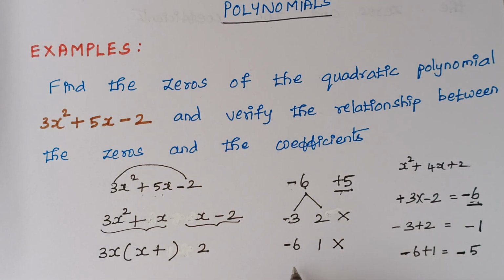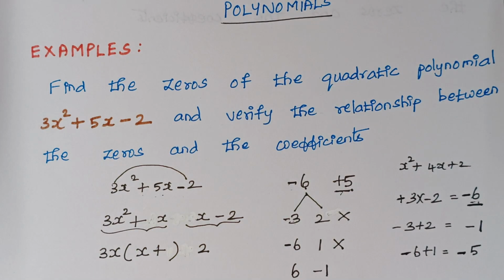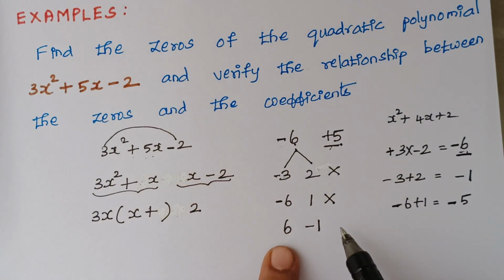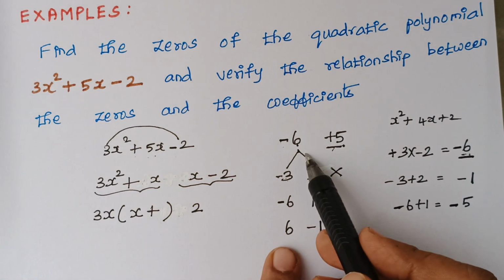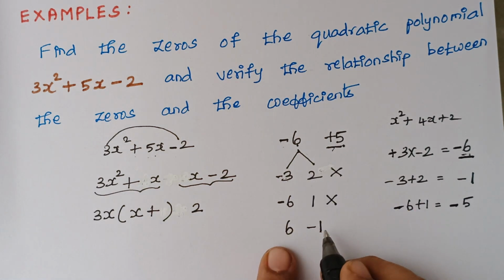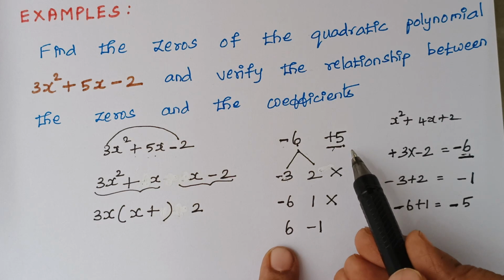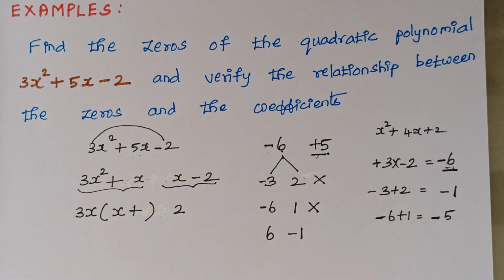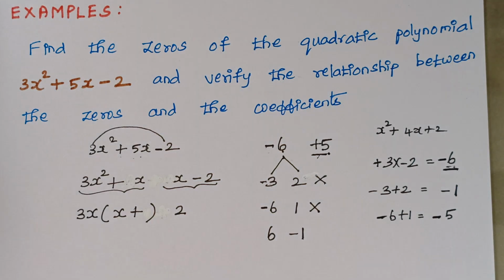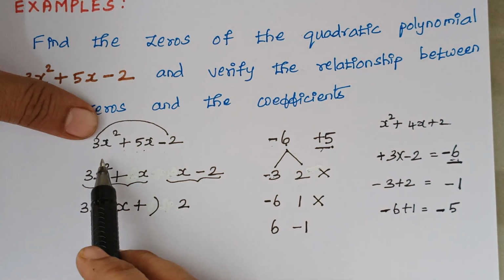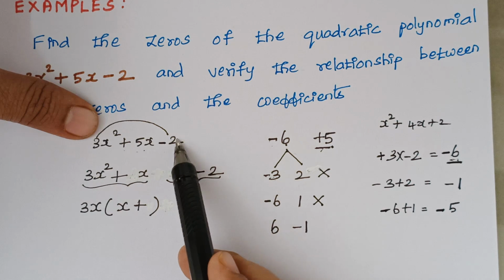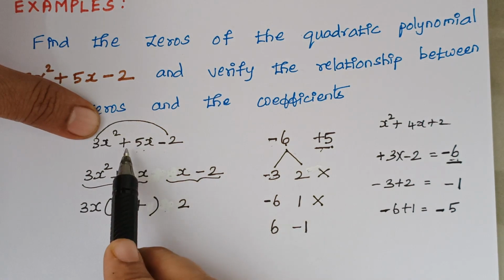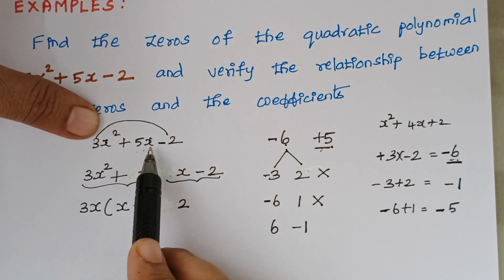So you should not take this also. The thing you have to consider is you should take plus 6 and minus 1, right? So when you multiply 6 into minus 1, you will have minus 6, and 6 minus 1 will give you plus 5, right? Hope you people understand this. And now I am going to substitute the values here.